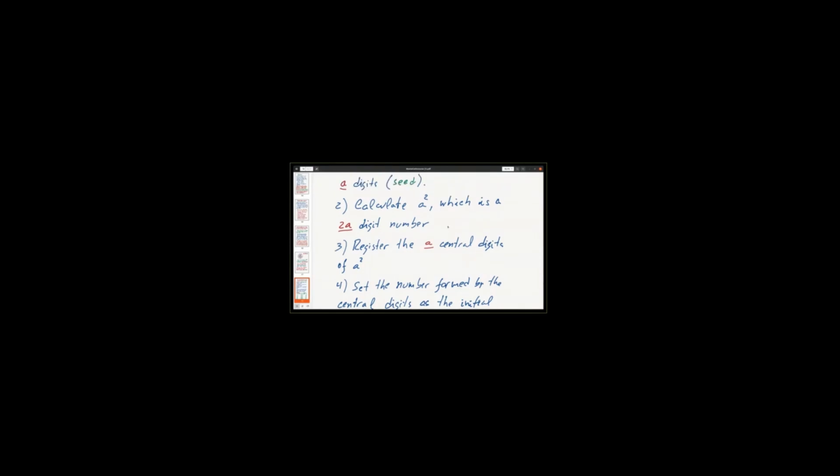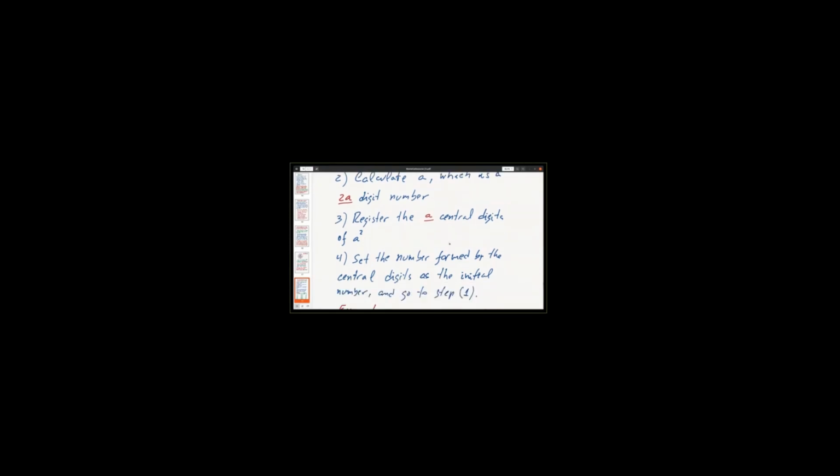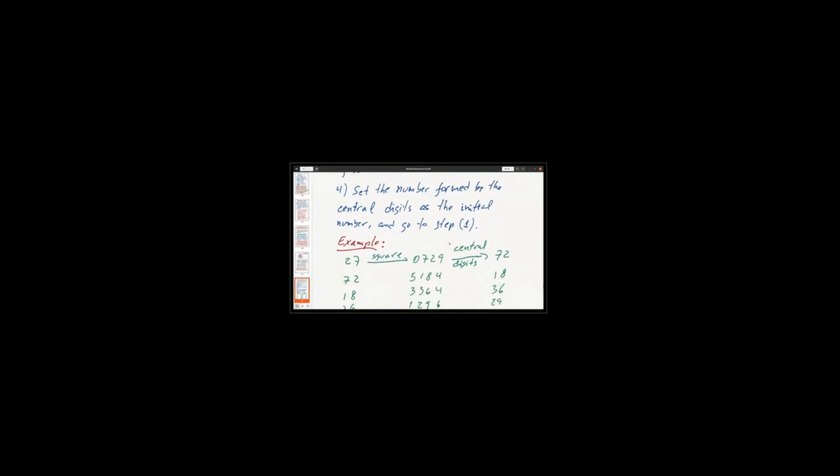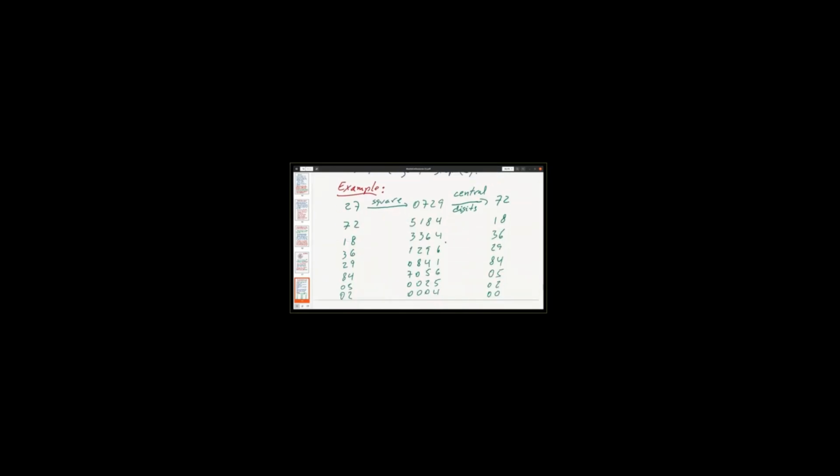But this method of random number generation has some drawbacks. Let's see an example. These are my initial numbers, or seed, 27. It's a 2-digit number, so A is 2. I square it and I get a 4-digit number. If it's not large enough, I put 0 here. So I have this 4-digit number, and I take the central digits that form the number 72. So my first random number is 72.